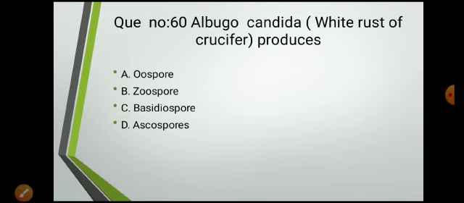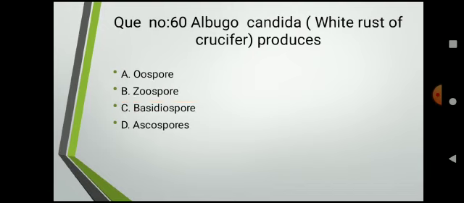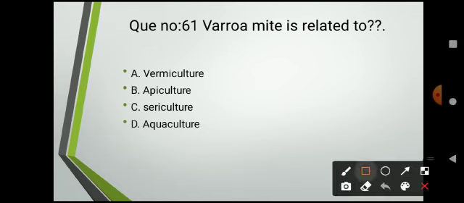Question number 60. Albugo candida, the white rust of crucifer, produces. Options are oospores, zoospores, basidiospores, and ascospores. And the correct option is option B, zoospores. The white rust of crucifer produces zoospores. Question number 61. Varroa mite is related to. The options are vermiculture, apiculture, sericulture, aquaculture. The correct option is option B, apiculture. Varroa mite is a pest which is related to apiculture.